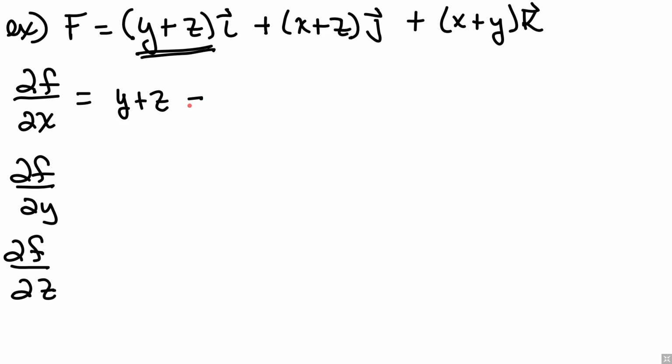Now what we're going to do, that arrow tells us to integrate. So we're going to integrate this with respect to x. If we integrate this with respect to x, we're going to end up with x times y plus z, plus some new function that's going to be created.